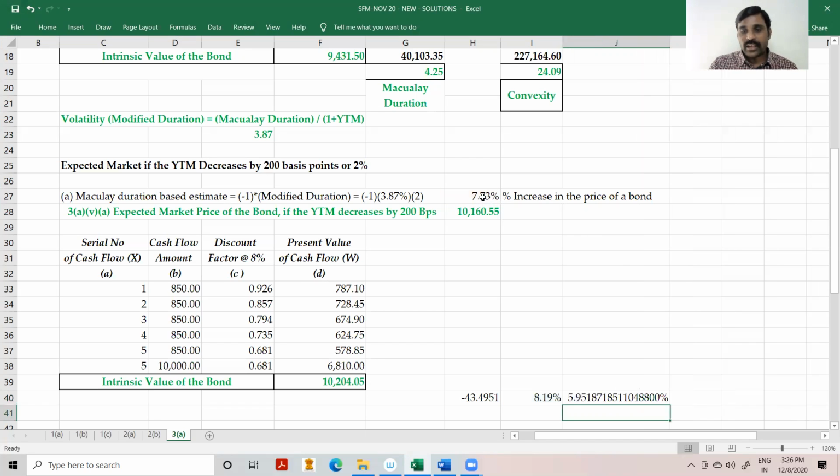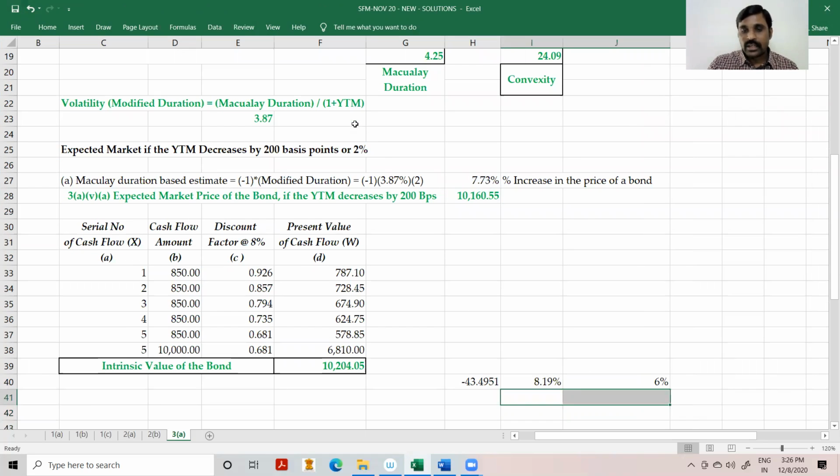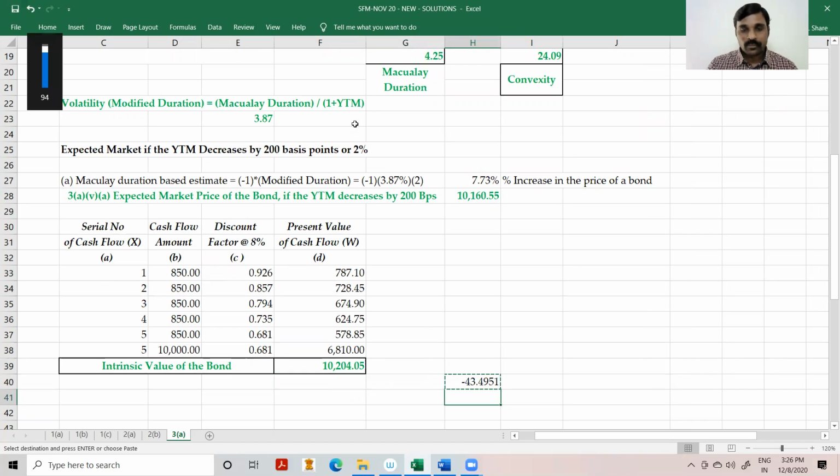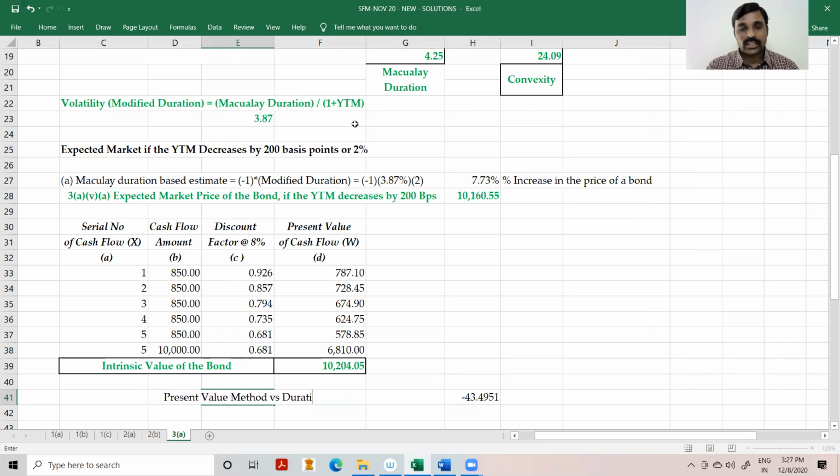The percentage tracking error is 6%. That means it increases 6% more than what we have predicted. Okay, right. That's all. This is the point. So this is the difference between the actual present value method of calculation and the duration method of calculation. Difference in the expected market price: present value method versus duration based estimate.